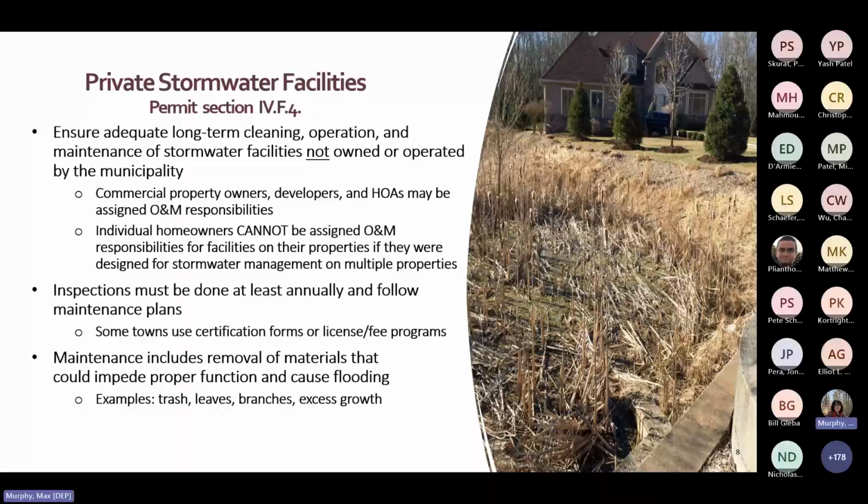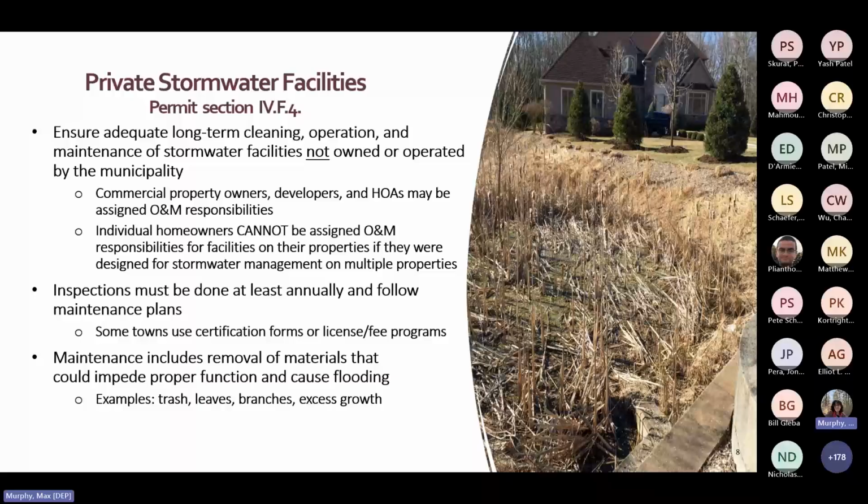Tier A permittees are required to establish a program that ensures that all private stormwater facilities are properly inspected, cleaned, and operated if the facility was built after February 7, 1984. Operation and maintenance responsibilities may be assigned to commercial property owners, developers, and homeowners associations. However, individual homeowners cannot be assigned responsibilities for stormwater facilities that were designed to manage stormwater for the surrounding area.